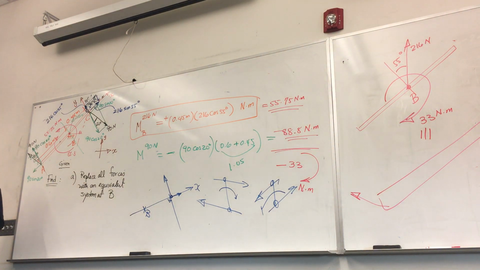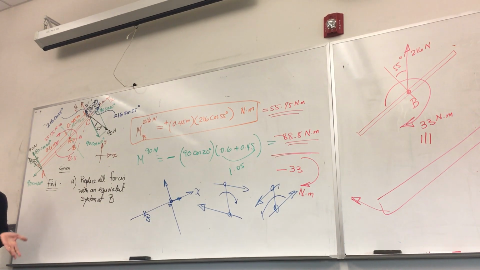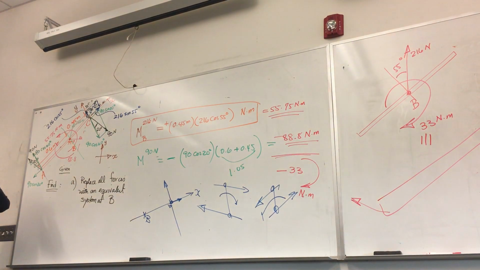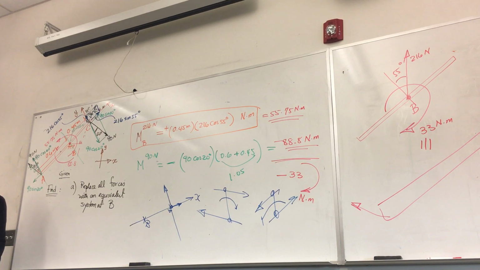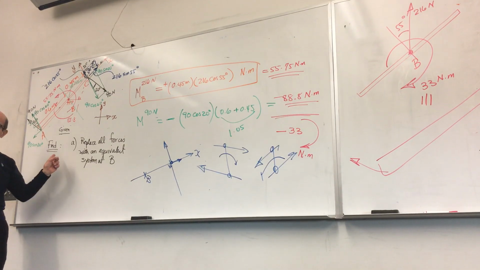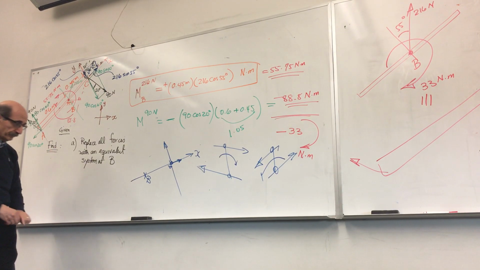Exactly. So when there is no distance between the point and the force, that means any time a force goes through a point, the moment of that force about that point is always zero. Any other questions? There's a second part to this problem.